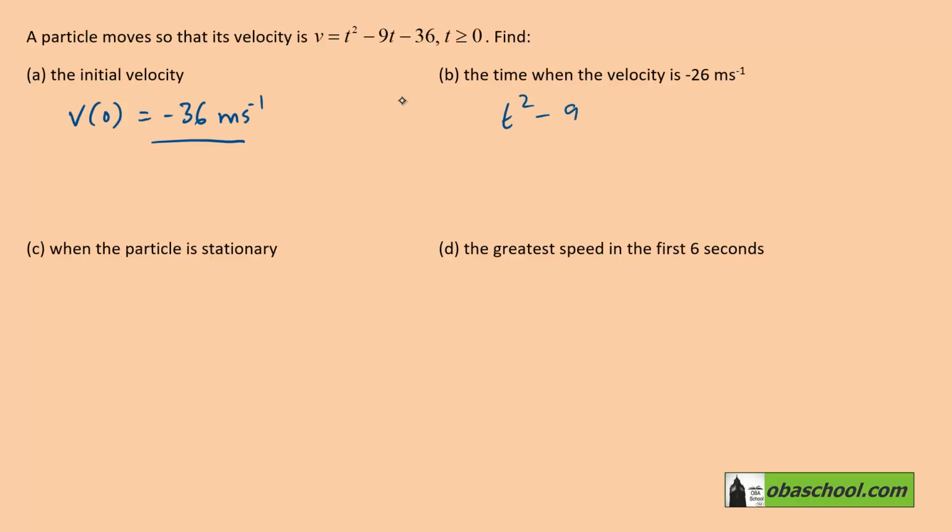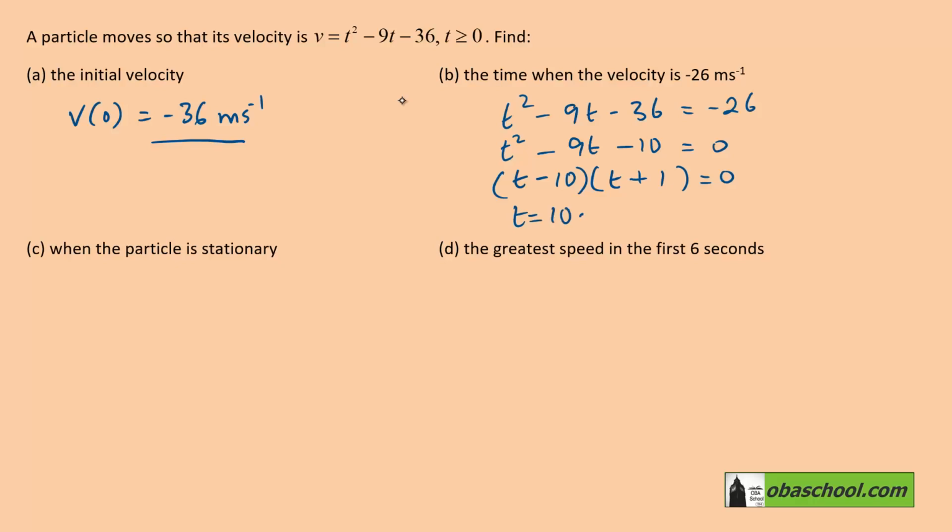The time when the velocity is negative 26 meters per second. So t squared minus 9t minus 36, we want when that's equal to negative 26. So t squared minus 9t take away 10 is equal to 0. So t and t, if we put 10 and 1, it's going to be negative 10 or plus 1. So t equals 10 seconds, or t equals negative 1 seconds. And of course we know that that can't be true. So that one's no good to us, and this is our answer.